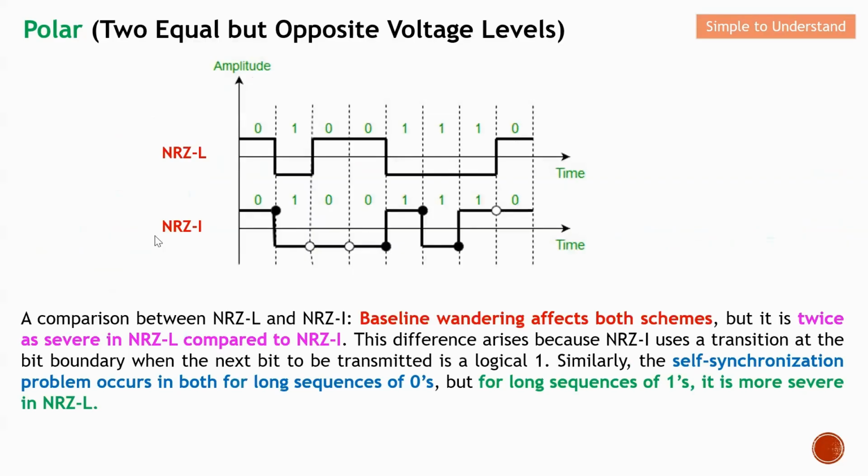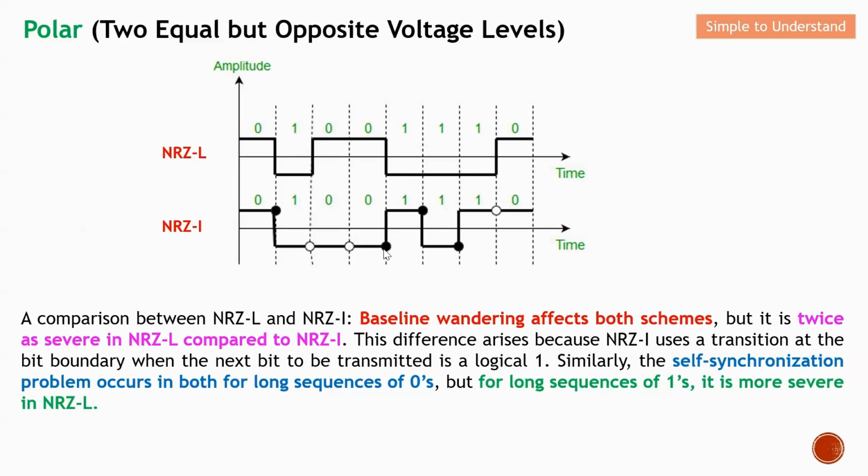Let's come to the inverted one. As I mentioned earlier, let's say the level before the data started is a logic high. If the next bit is 0, then I don't need to do any transition, so I remain at logic high. But if my next bit is equal to 1, then I need to change my transition, so I change to low now. If the next bit is 0, again I don't need to change my transition, and I remain at low. Again the next bit is 0, so I remain.